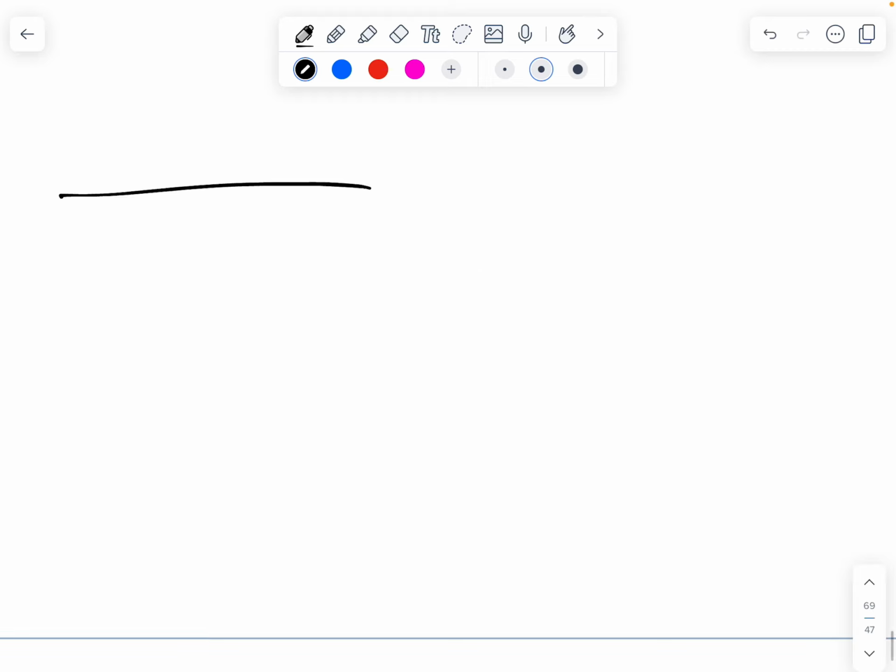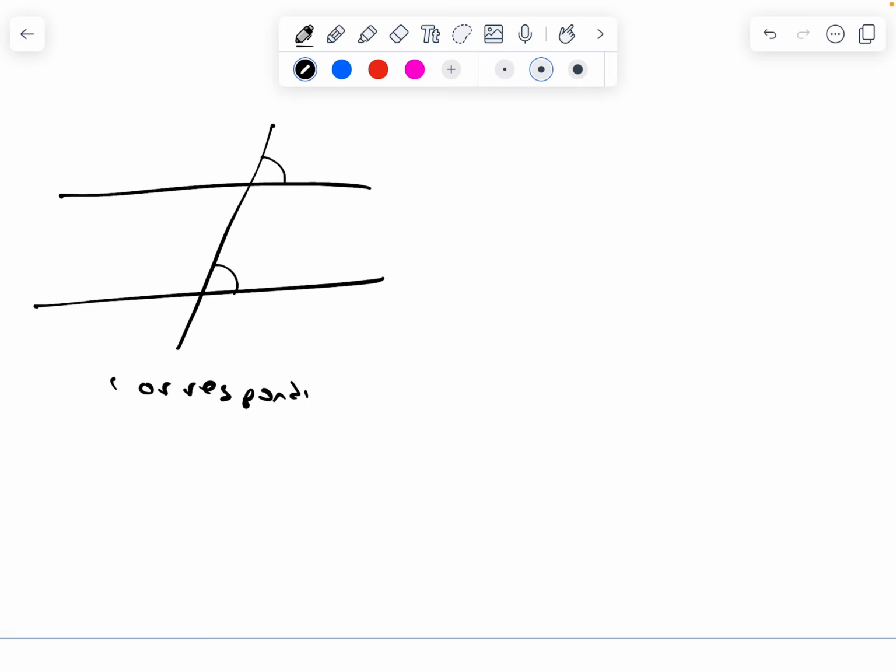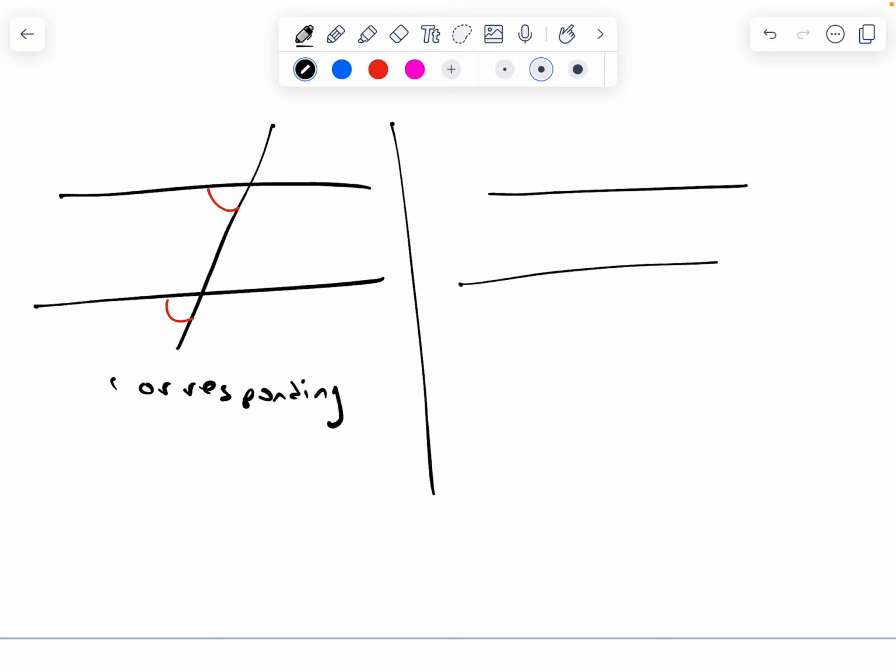Let me just draw these out. So this is corresponding. And there are other pairs of corresponding angles. For example, I could also draw a set of corresponding angles like this. These are also corresponding angles because when this line moves up to that line, those two angles will line up exactly with each other. Now, the other names are a lot more intuitive.